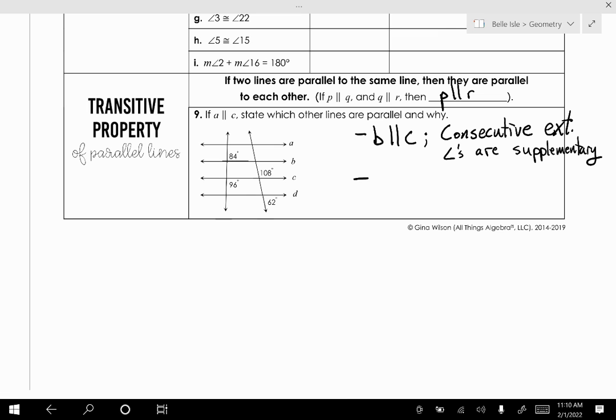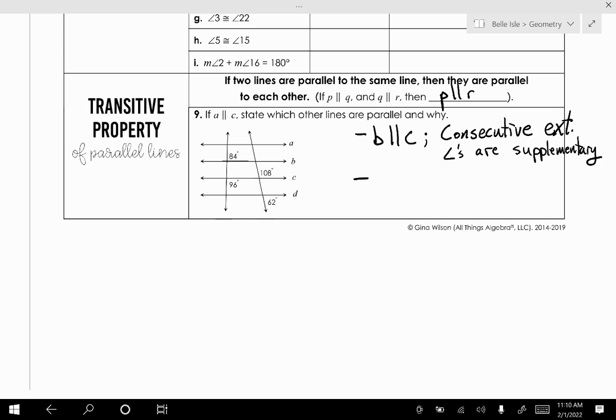Where is the consecutive exterior at? It's just there. Isn't that for C and D though? Not B and C. Isn't that for C and D and not B and C? Say that one more time. Is it that for C and D and not B and C? Yeah, it is for C and D. It is for C and D? Mm-hmm. That'll help us with C.